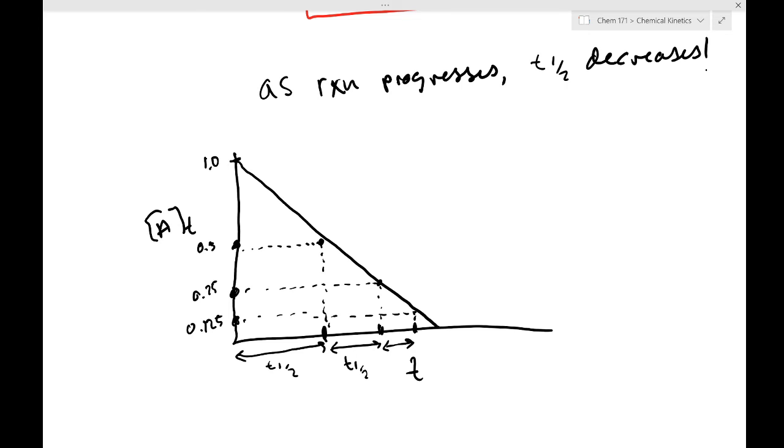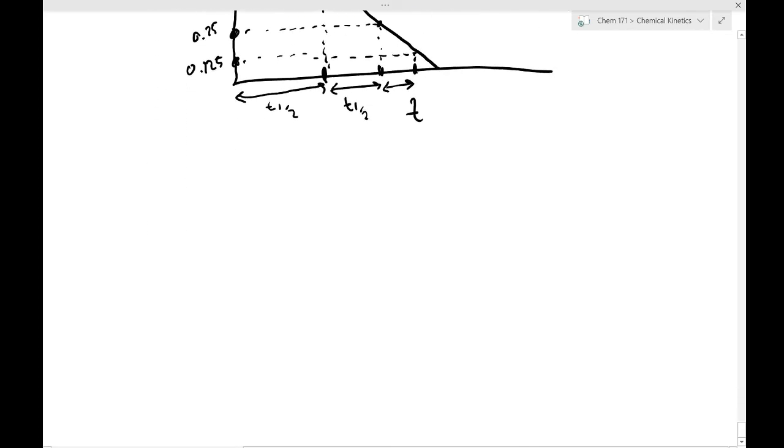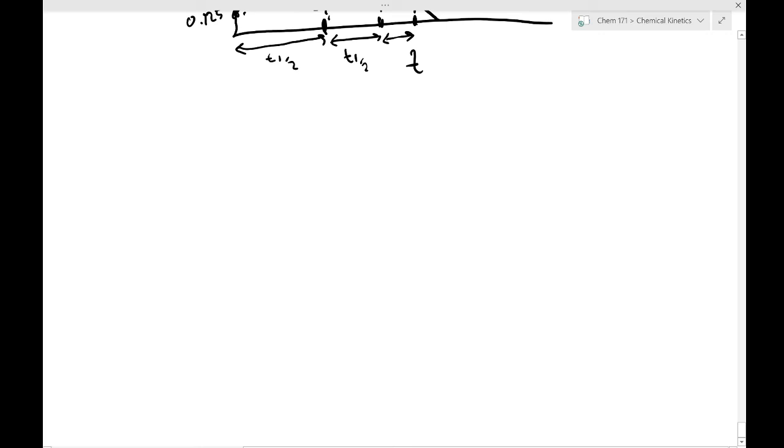Now, one thing we haven't really discussed yet is how the reaction rate depends on temperature. So how does temperature, big T, affect reaction rate?